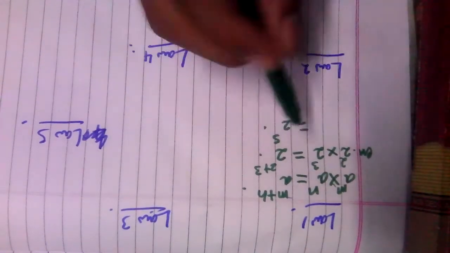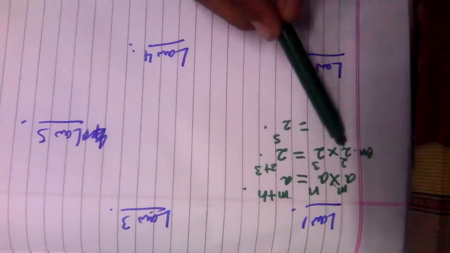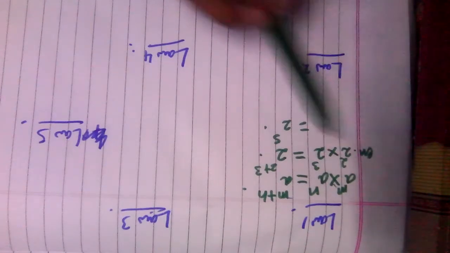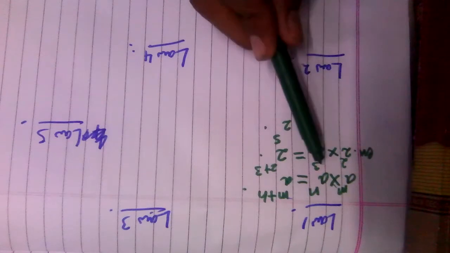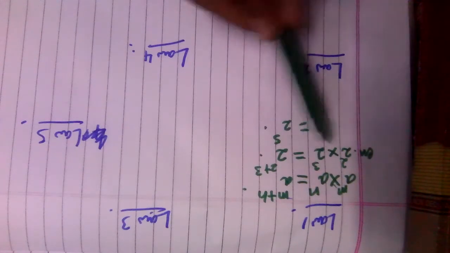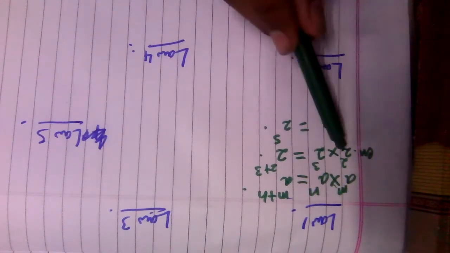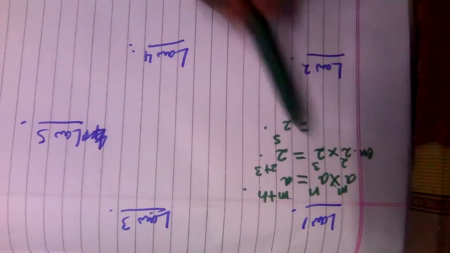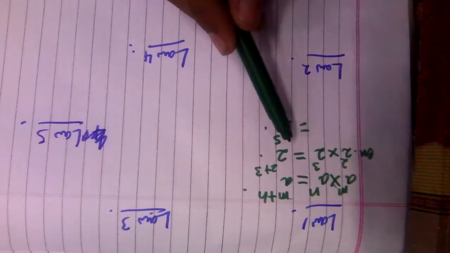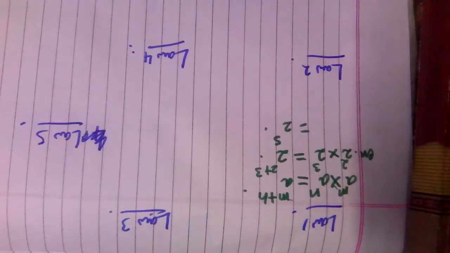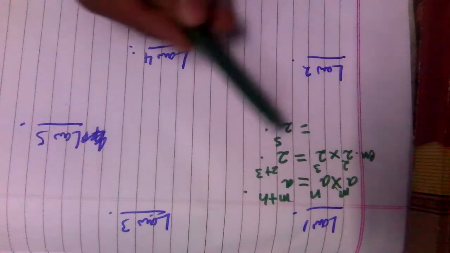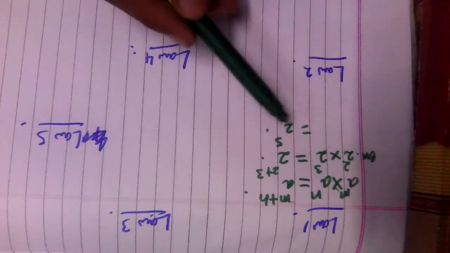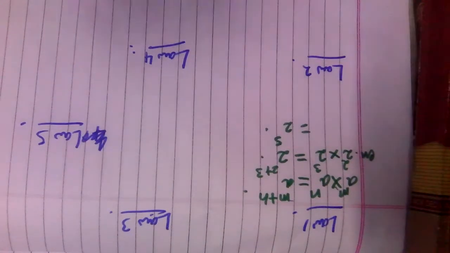For proving it, 2 to the power of 2 will be 4, into 2 to the power of 3, which is 2 into 2 into 2, which will be 8. So 4 into 8 will be 32. And 2 to the power of 5 will be 2 into 2 into 2 into 2 into 2, 5 times, so the value is 32. So 32 equals 32, LHS equals RHS. So this statement is correct.